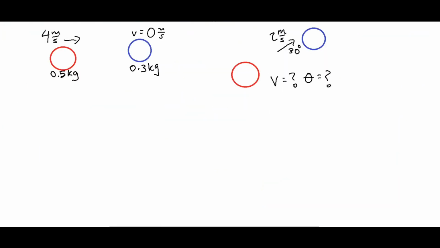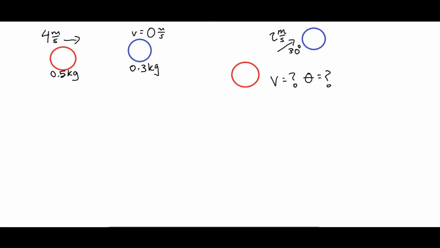All right, now for this problem, in our two-dimensional collision, we definitely have a lot more going on here. We have a 0.5 kilogram ball moving at 4 meters per second. It's hitting this 0.3 kilogram ball that's at rest. When it hits the blue ball, it gets sent off 30 degrees from the horizontal at 2 meters per second, and then we're looking for the velocity and the theta, the angle at which the red ball is going to move.